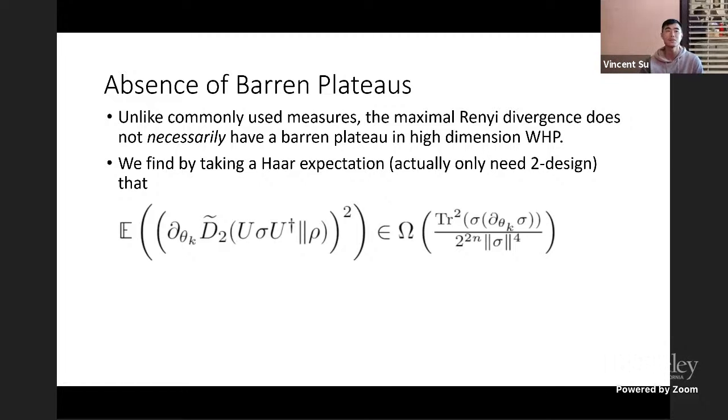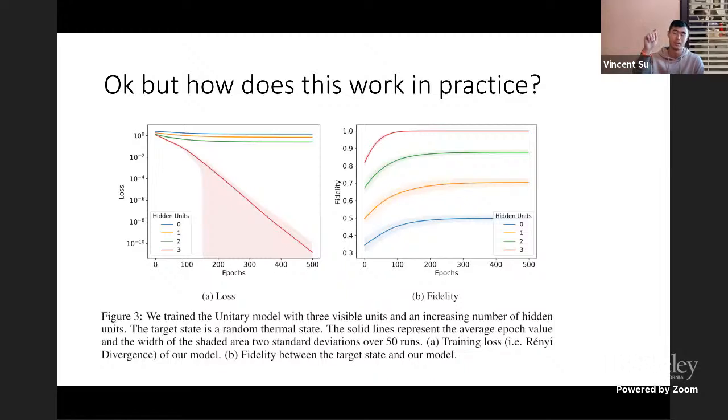Yes, hi. I was wondering about the previous slide where you showed that the training is better with a higher number of hidden units. I was curious what the dimension of the Gibbs state you were trying to prepare was. Oh gosh, I didn't put it here. I believe that it was a 4-qubit Gibbs state plus a number of extra hidden qubits equal to the number of hidden units over here. So it's anywhere between 4 and 7 qubits that we were looking at. Right. Okay. So it didn't have to be greater than the dimension of the target state. That's interesting. Cool.